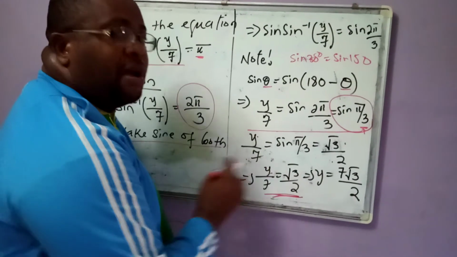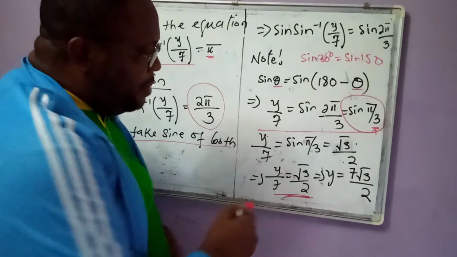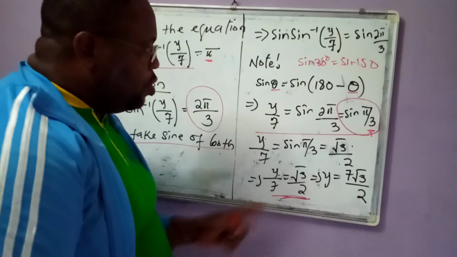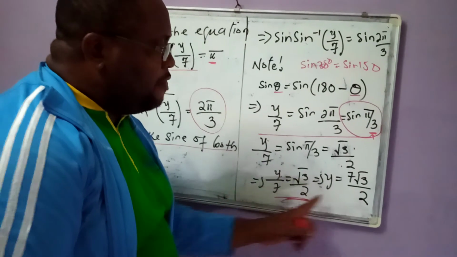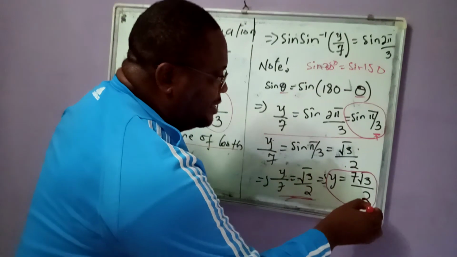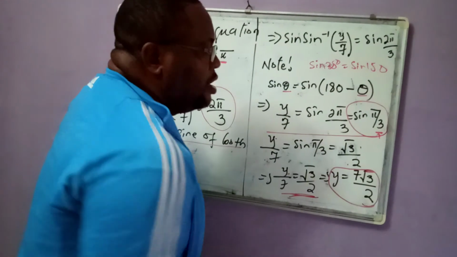Now what do we do to make y the subject? Y simply becomes, you see that 7 comes and multiplies root 3 over 2 here. So y becomes 7 root 3 divided by 2. And it gives us the final answer here. Y is equal to 7 root 3 divided by 2.